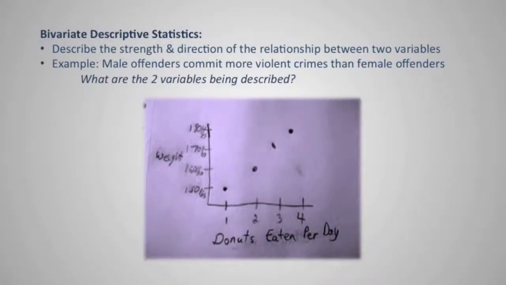Bivariate means two variables. This one describes the strength and direction of the relationship between two variables. An example would be male offenders commit more violent crimes than female offenders. What are the two variables being described? Crime and gender. Another one below I have weight and donuts eaten per day, so donuts and weight.